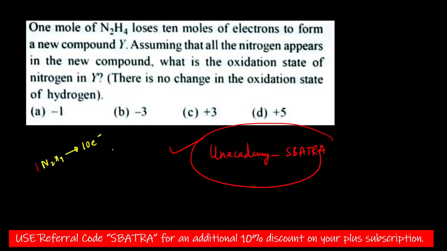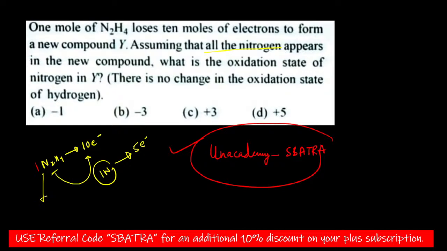See the statement of the question. It's very simple, and actually they are giving you all the required hints. Assuming that all nitrogen appears in the new compound, that means you have to relate this number of moles concept with nitrogen. If you have 2 nitrogens on the product side, you have 2 nitrogens on the reactant side. So if one N2H4 loses 10 electrons, then 1 nitrogen loses 5 electrons. Now why am I only talking about nitrogen, why not hydrogen?